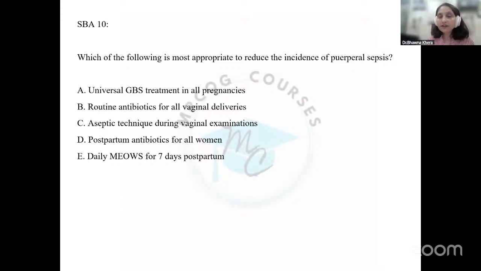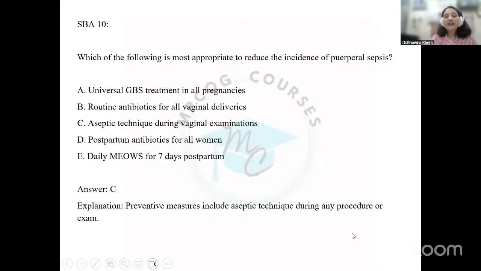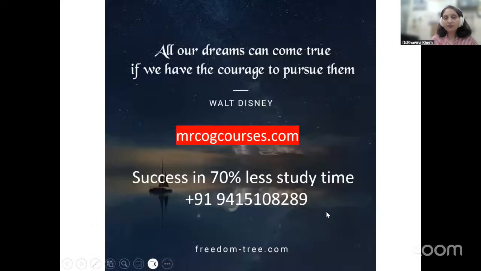Which of the following is the most appropriate to reduce the incidence of puerperal sepsis? Universal GBS treatment in all pregnancies, routine antibiotics for all vaginal deliveries, or aseptic technique during vaginal examination. Yes, C is the correct answer. Aseptic technique during vaginal examination is one of the preventive measures.